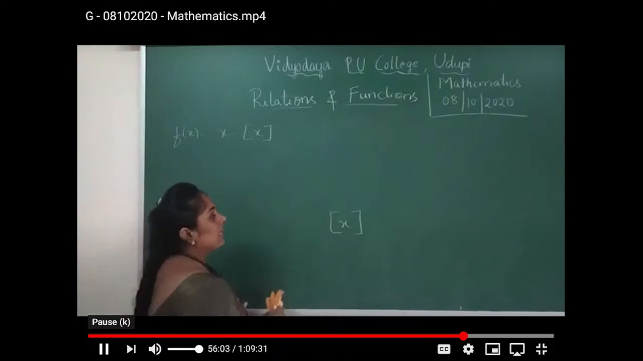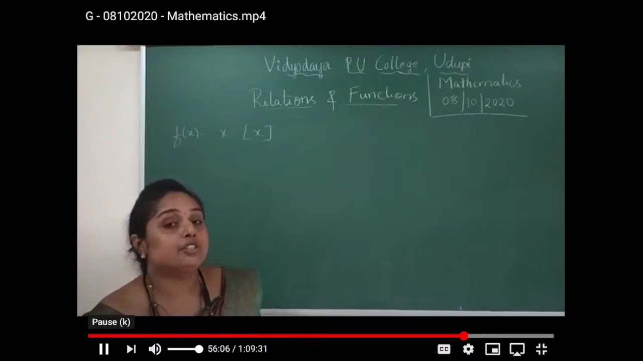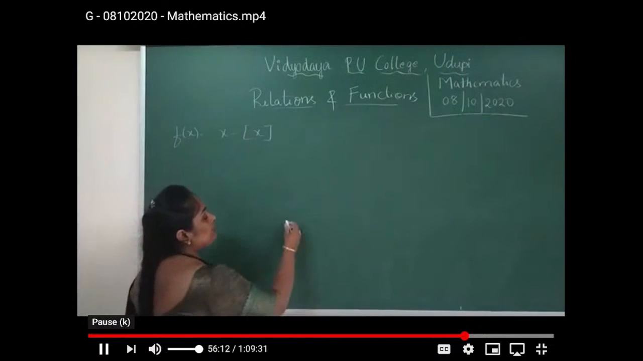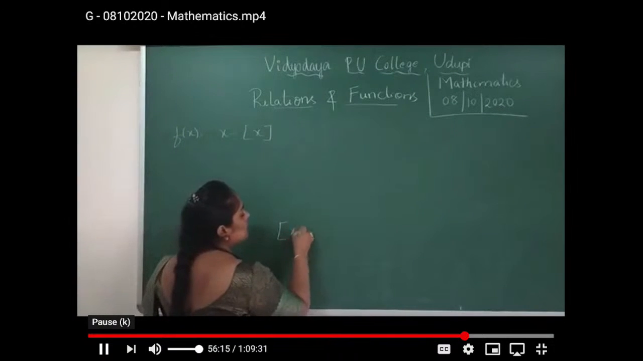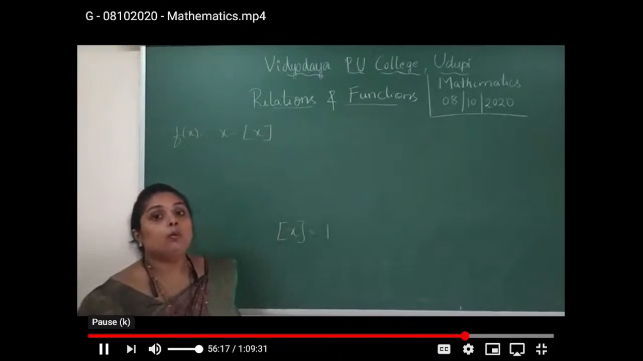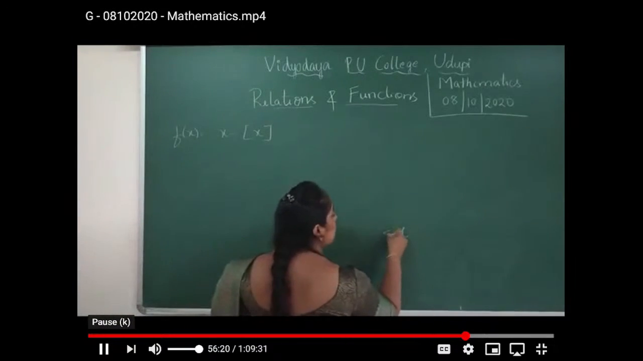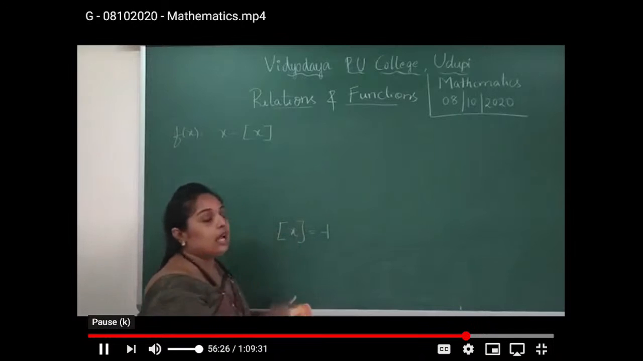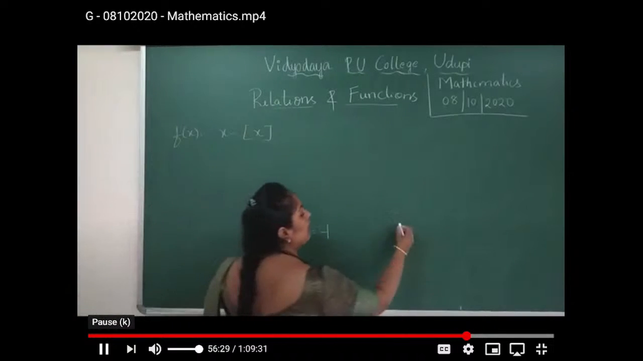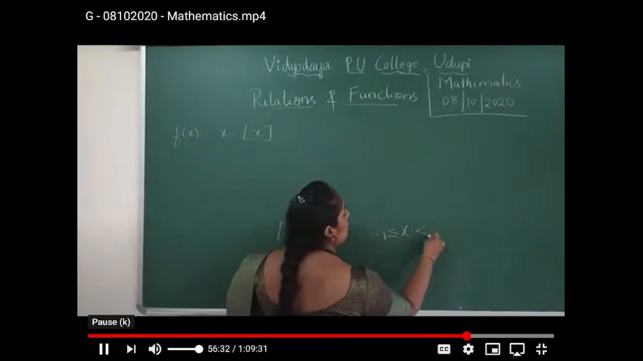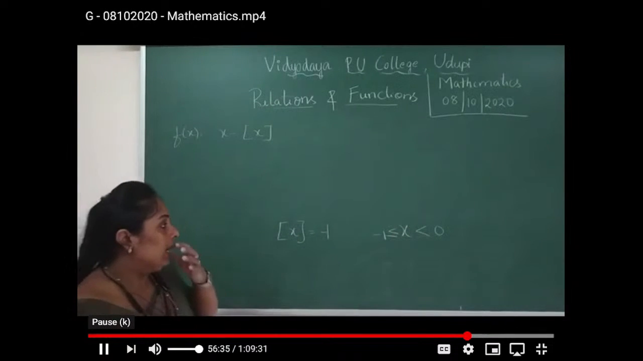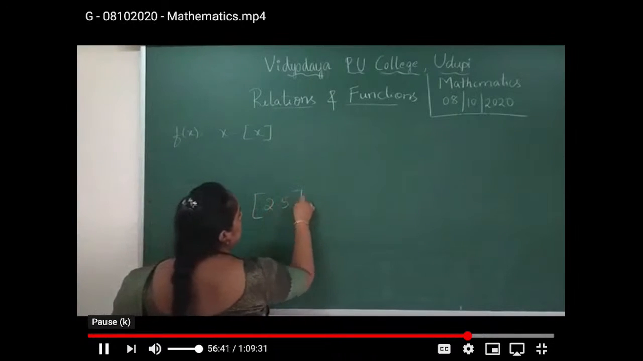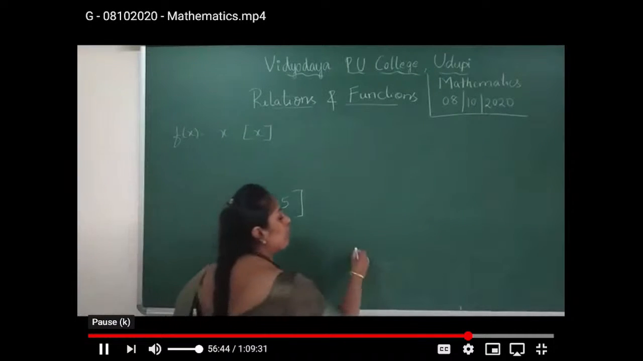Now what is this greatest integer? The greatest integer is the value which is just less than or equal to x. Okay. So for example, greatest integer x is 1 when x is greater than or equal to 1, less than 2. If I start from minus 1, when will I tell the greatest integer x is minus 1? x is greater than or equal to minus 1, less than 0. Okay. In case the question is, find the greatest integer for 2.5, what would be the greatest integer for 2.5?